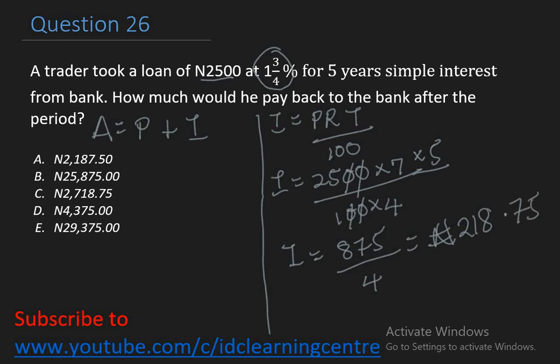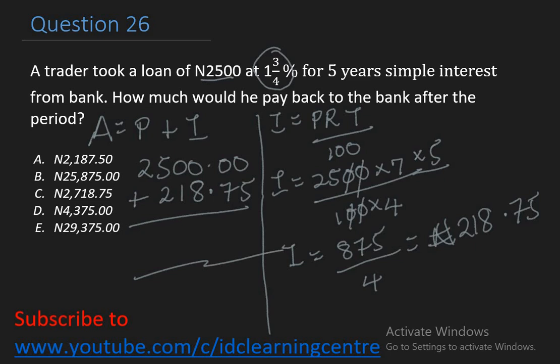Remember I said amount A is principal plus simple interest. So the principal is 2,500 naira and the simple interest is 218 naira 75 kobo. Then you sum it up and get your answer. So this is 5, this is 7.81. 5 plus 2, 7 and 2. So my answer will be 2,718 naira 75 kobo, which is C.